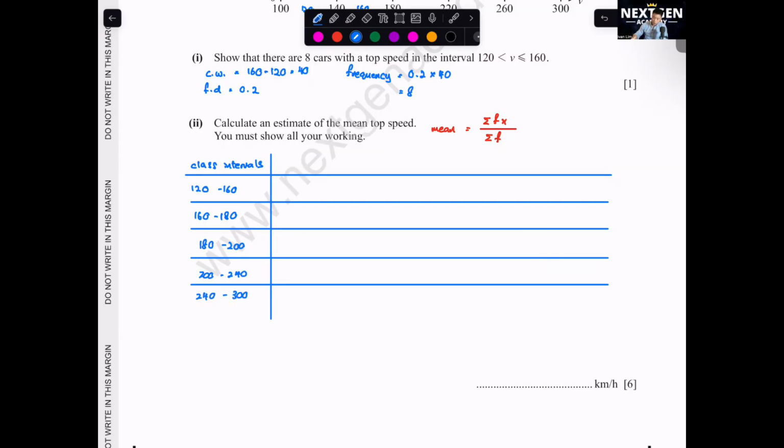What do we need to find? 2 things, f and x. Just now we already learned how to find the frequency. So f, frequency, means you need to find the area for each of the bars. The first one was 8. The second one, you have to calculate your base and height for each of them. So the second one will be 20.